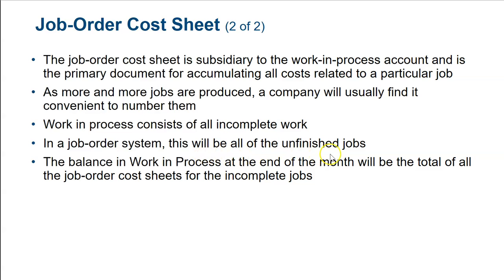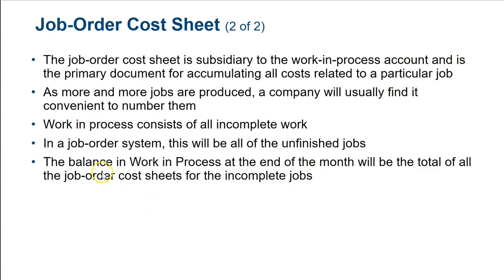And what that means is jobs that are not yet finished. So we think about that per unit cost that we had for the backpacks. Well, we established that per unit cost most accurately when the job is completed. Okay, so that was an example from my perspective. That was an example of a completed job order cost sheet.